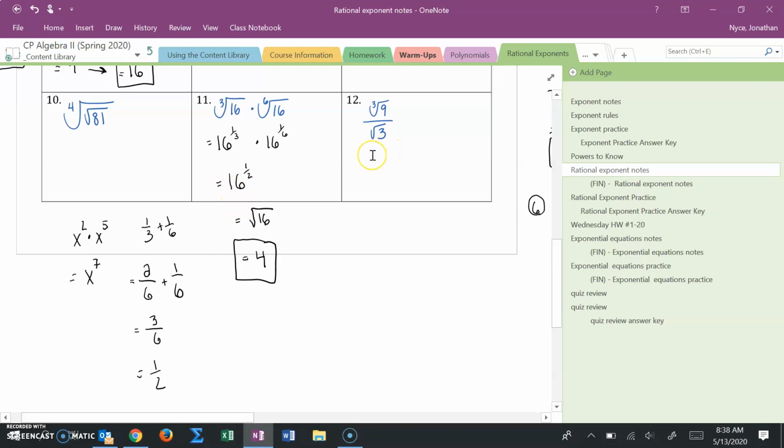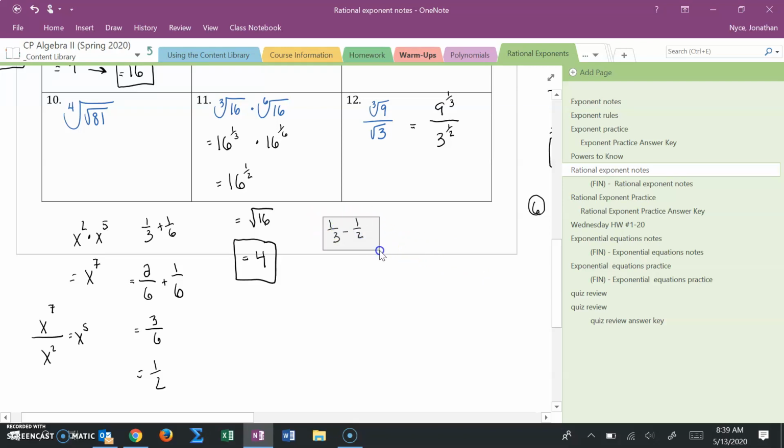Same thing with number 12. We can rewrite the cube root of 9 as 9 to the 1/3. Again, with radicals, we couldn't divide these because the indexes are different. Square root of 3 is 3 to the 1/2. Again, think back to your properties of exponents. When you divided, you subtracted your exponents. We're going to do the same thing here. We're going to do 1/3 minus 1/2. We're dividing. Oh, but you know what? Our bases aren't the same, so we can't do that yet.